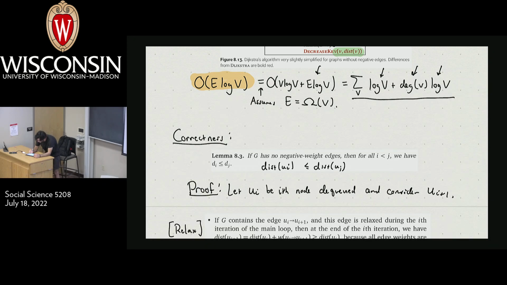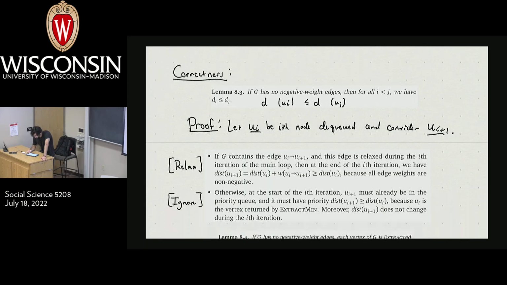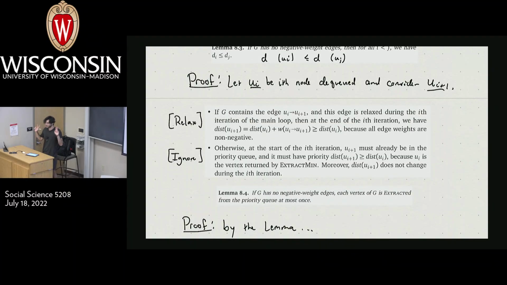In particular, it's not just the distance, it's actually the d value, not the true shortest path. So we're continually looking at farther and farther nodes as we continue the process, which is intuitively what we thought was happening. But now we're going to prove it. It suffices to just look at consecutive nodes. So let's look at ui and ui plus 1, iteration i plus 1. And the idea here is, well, there are two cases. We either relax that edge or we ignore it.